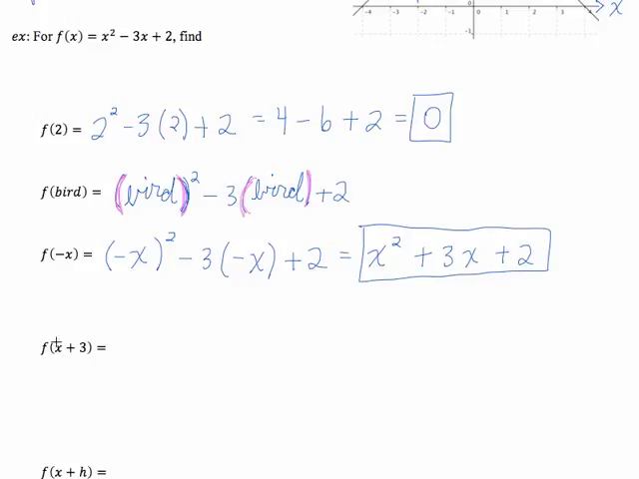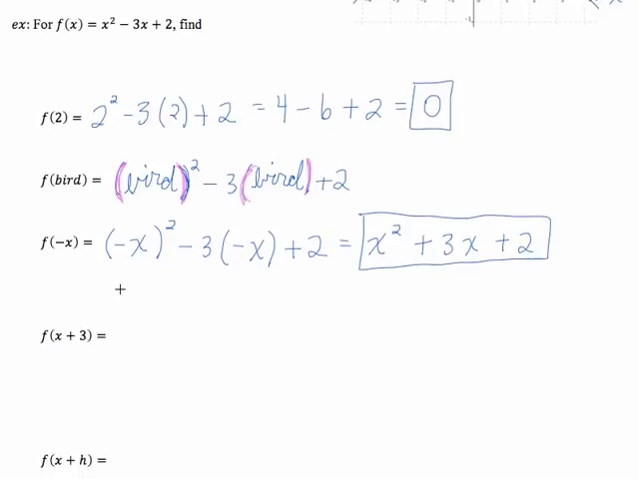Okay, f of x plus 3. This is going to be useful very soon, this skill. So what that means is replace this x, or each x in here, by x plus 3 in parentheses. So x squared becomes parentheses x plus 3 squared. Then minus 3x becomes minus 3 parentheses x plus 3 plus 2.